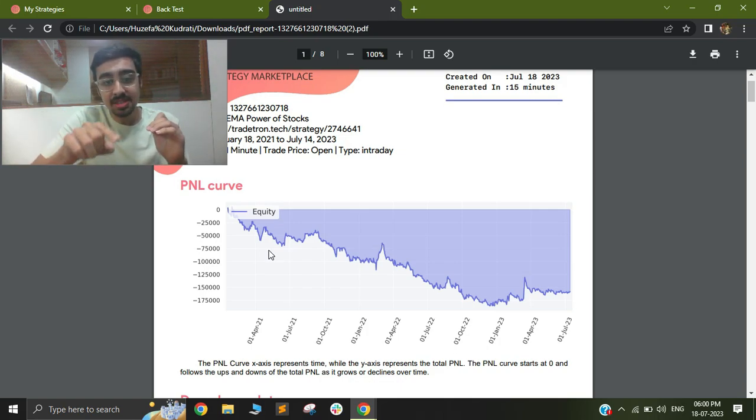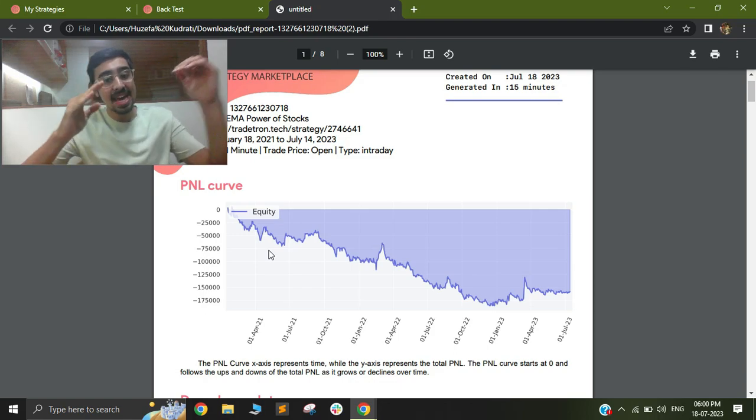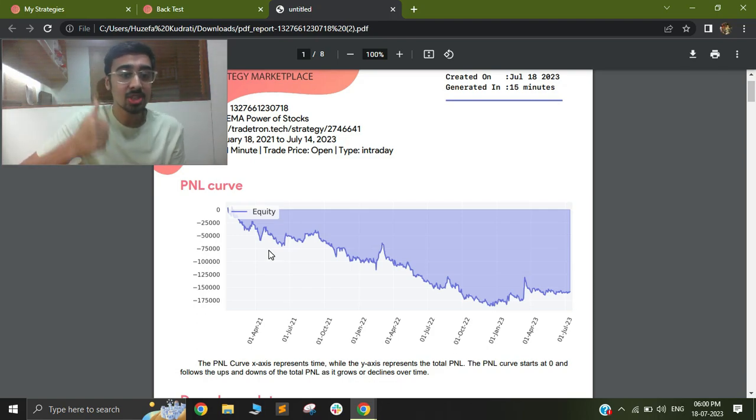So this report is telling you that the edge you're trying to exploit is very much there, but what you have not got is the right trades. You are trying to take a long trade, but the market is actually giving you a short movement. At the same time, when you're trying to make a short trade, the market is giving you a long movement. That is the mistake you're making, which is why you're seeing a backtest report like this.